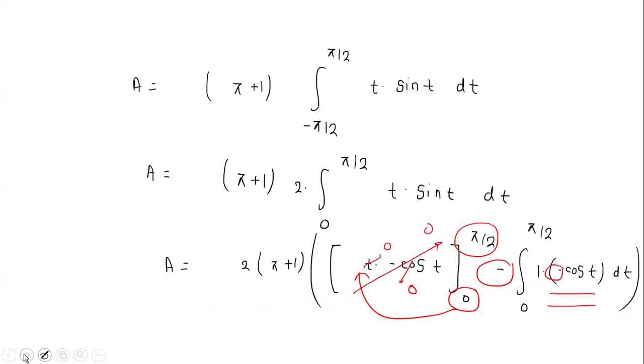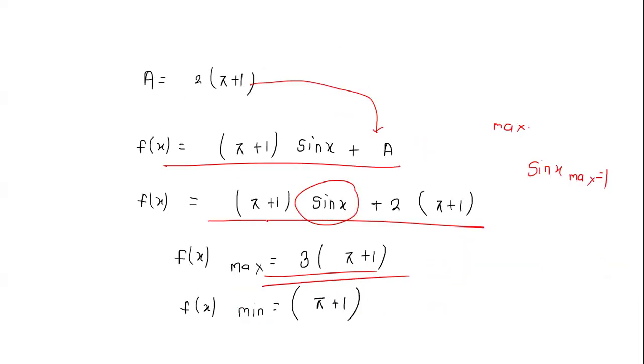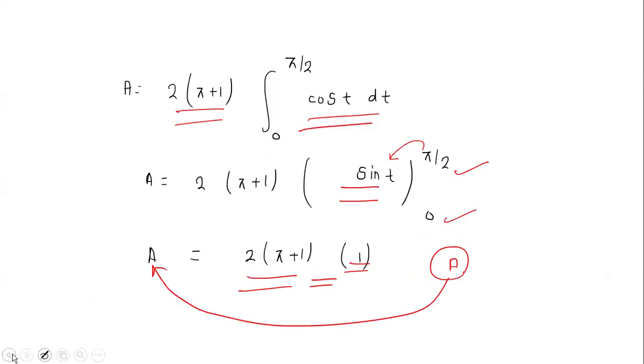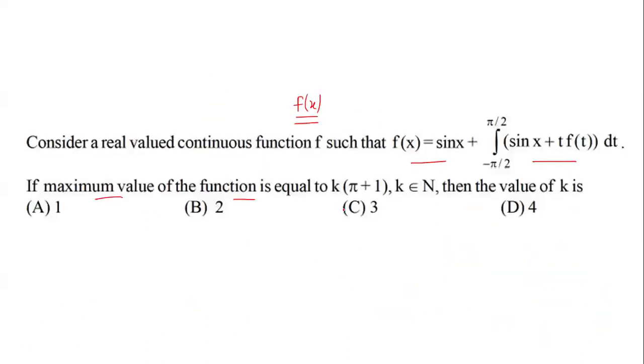Because here this is pi plus 1 and here it is 2 times pi plus 1, so this will result in 3 times pi plus 1. And in the problem it is given that it is equal to k times pi plus 1, and k is a natural number. So we found the maximum value is 3 times pi plus 1. So the k value is equal to 3. So in this way we can solve this.